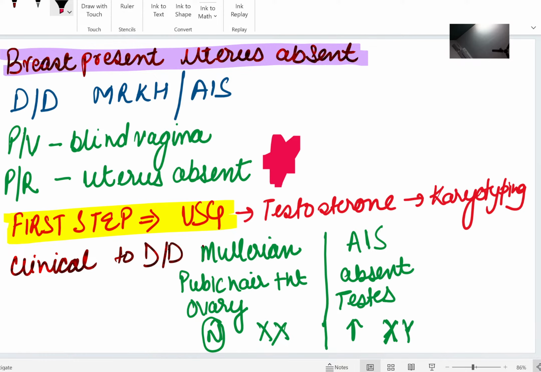So the first step is ultrasound. First we will confirm our finding by ultrasound, whether the ultrasound also says the uterus is absent or not. Why are we doing the ultrasound? To confirm our findings. And what else will the ultrasound tell? Dr. Sabri, Dr. Isra, can you tell me what else the ultrasound will tell?